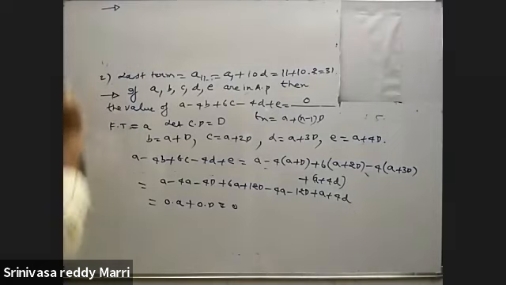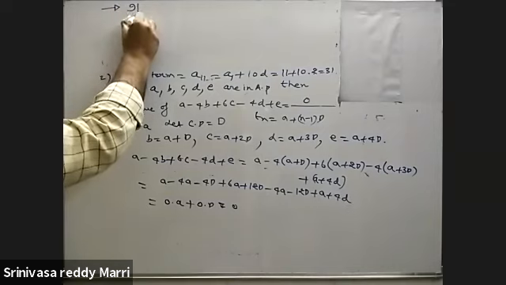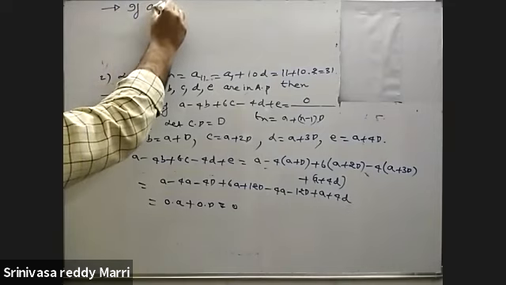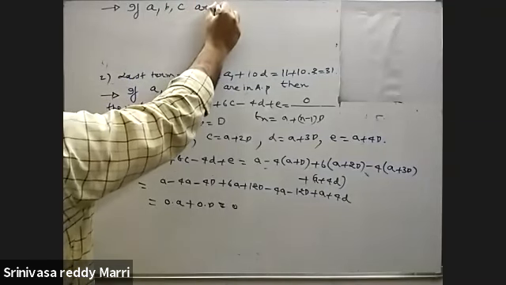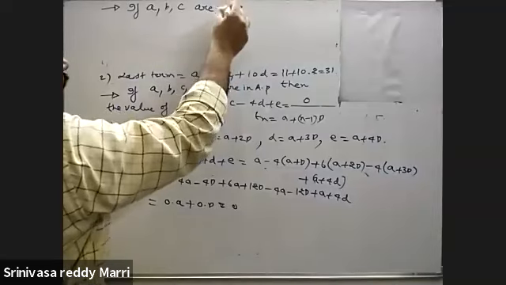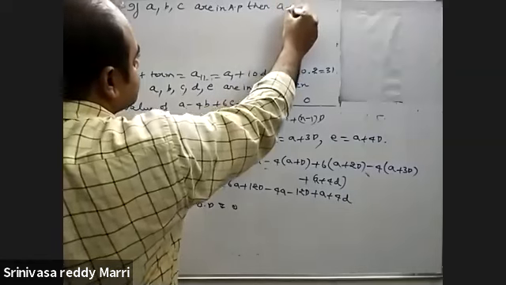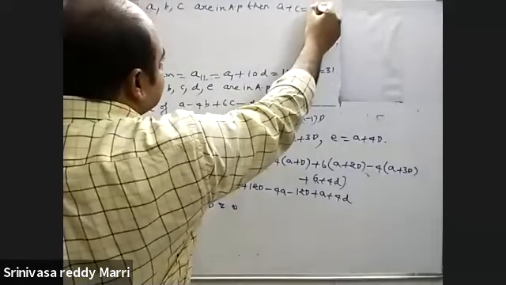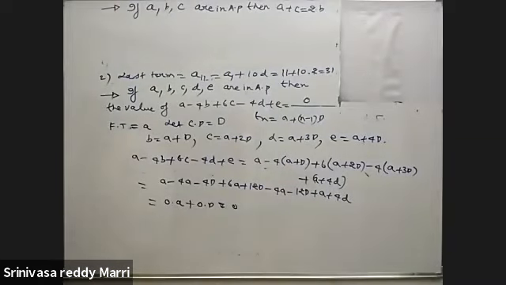Okay. Next problem. Suppose if three numbers A, B, C are in AP, then the relation that will hold good is first plus last equal to 2 into middle term. A plus C equal to 2B. If A, B, C are in AP, then A plus C equal to 2B.